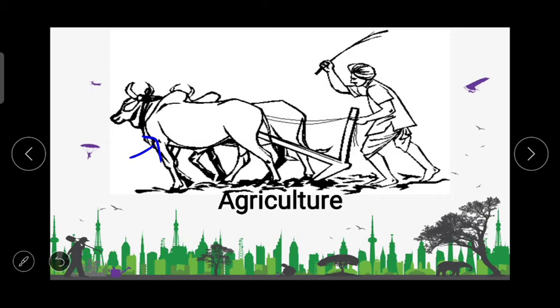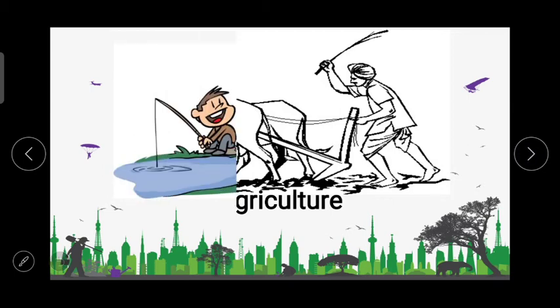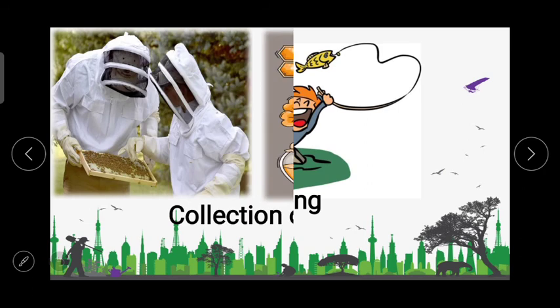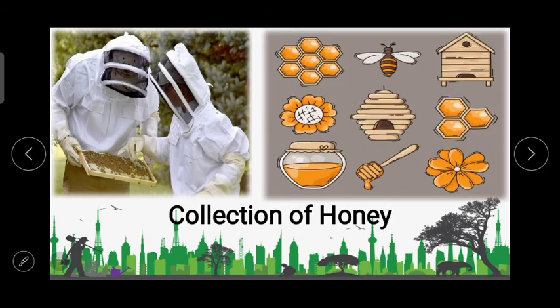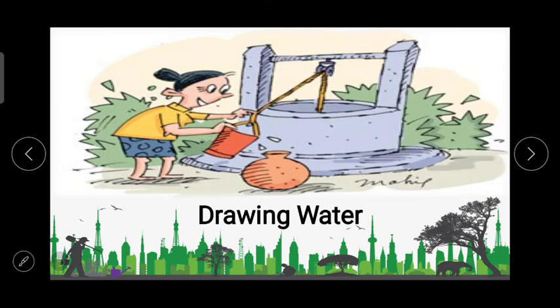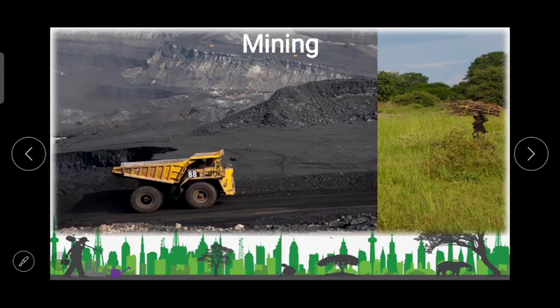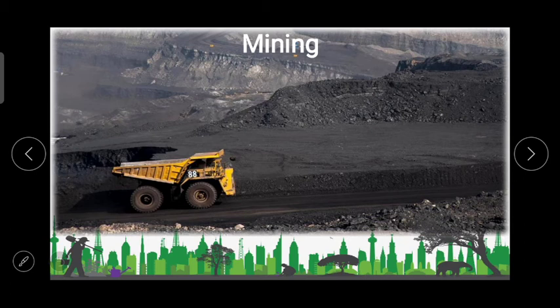That is in the next picture. What is being loaded in the truck? That is also not in this picture. Then this one is the second, fishing. Next to this, collection of honey. All these pictures are related to natural resources. Then drawing water, gathering wood, mining. So here the natural resource is mineral.